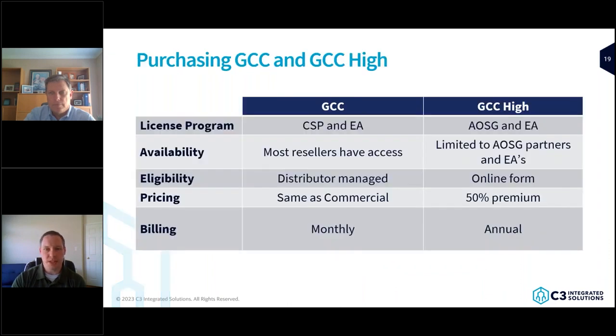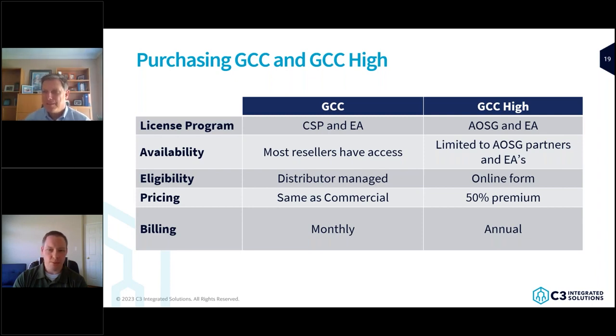So in purchasing GCC and GCC High, I mentioned that there's different modalities, right? And I won't lie, it gets cumbersome. There's a lot of differences that are very minute, but will be material in which license you choose. GCC, most resellers have access to sell this, right? It's a complex sell, to be quite honest with you, but most retailers have availability to do it. GCC High, on the other side, it's limited to AOSG partners and available for EAs. So if you have a larger shop, an EA might be an option for you.